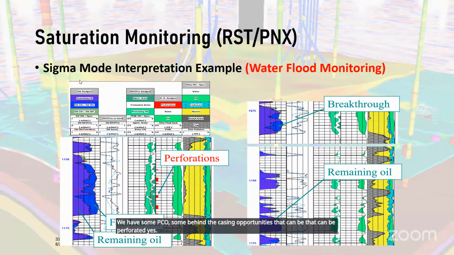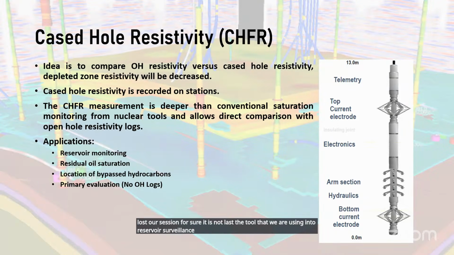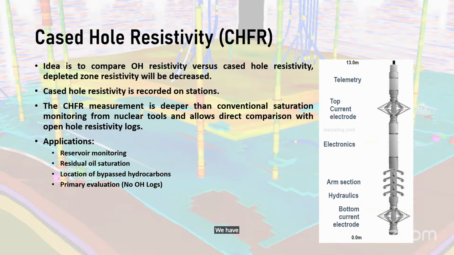Yes, thank you. Okay. The last tool in our session, for sure it is not the last tool that we are using in reservoir surveillance, is the cased hole resistivity. Its idea is very simple: we have open hole resistivity. So if we have high resistivity, it means we have oil. If we have low resistivity, it means water. But what about the cased hole?